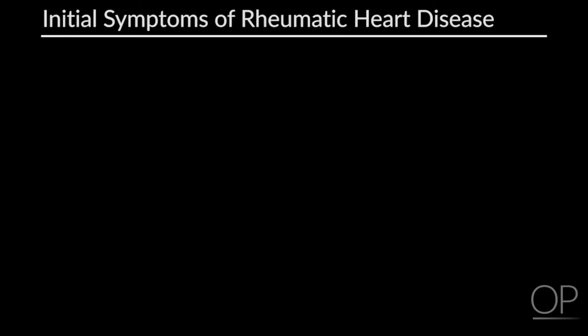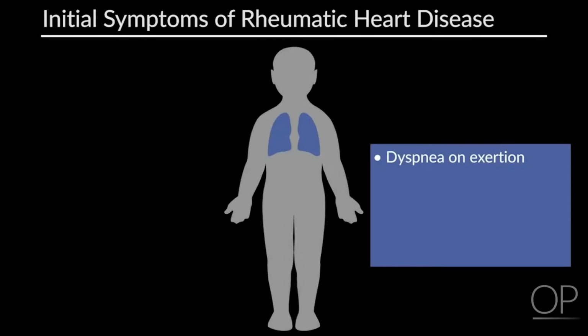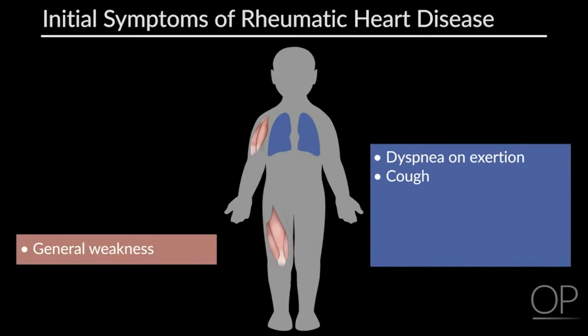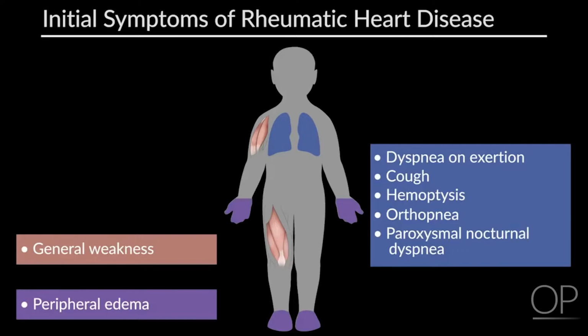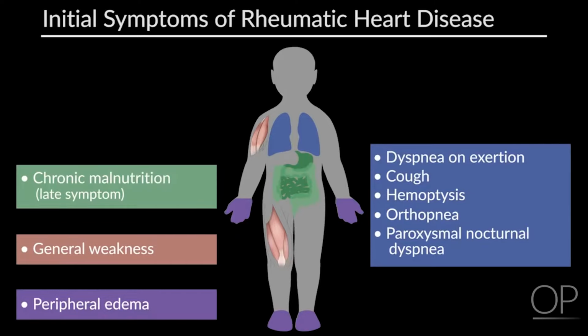Initial symptoms of rheumatic heart disease are the symptoms of early heart failure, which are breathlessness on exertion, general weakness, cough, and sometimes hemoptysis based on the level of the pulmonary edema, orthopnea, paroxysmal nocturnal dyspnea, and peripheral edema, which can become generalized afterward if there is no intervention. Signs of chronic malnutrition may occur as a complication due to the long-term heart condition.